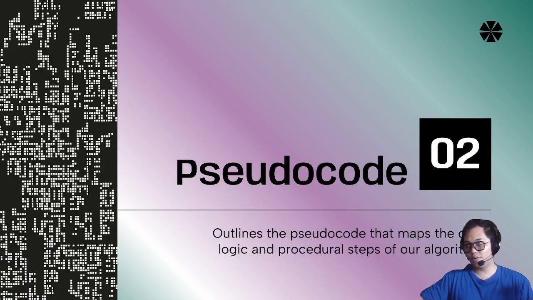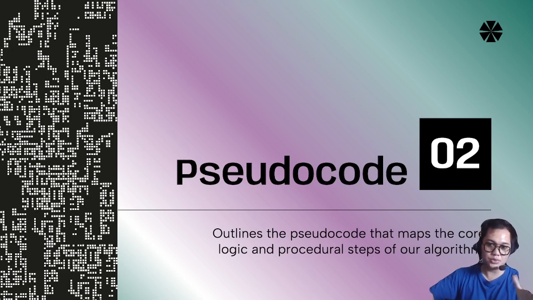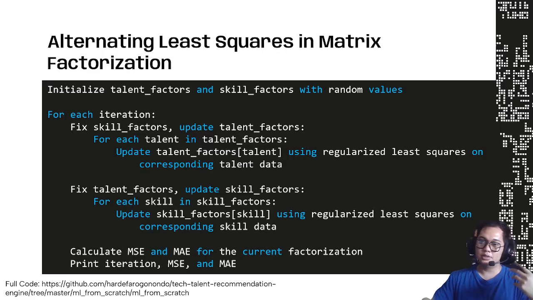Well, how does our pseudocode work? This is where we outline the pseudocode that maps the core logic and the procedural steps of our algorithm. This is the first algorithm, the alternating least squares in matrix factorization, where we first initialize the talent factors and the skill factors with random values. It doesn't matter what values we use here, as long as we will go to our best points starting from those random values.